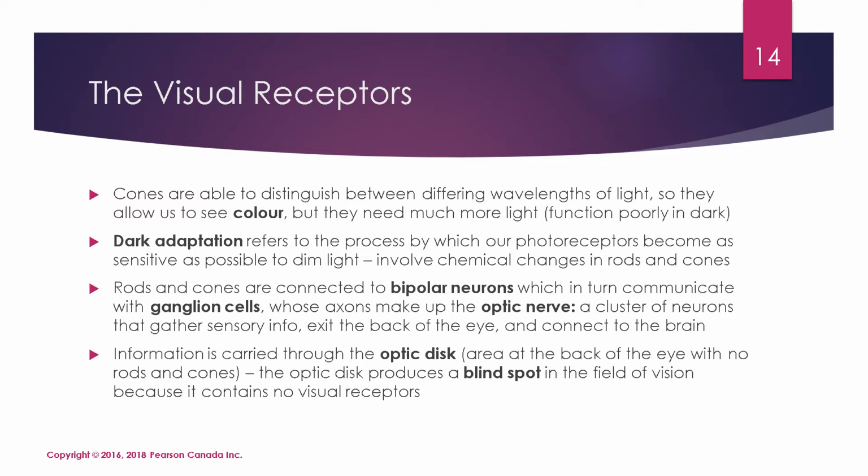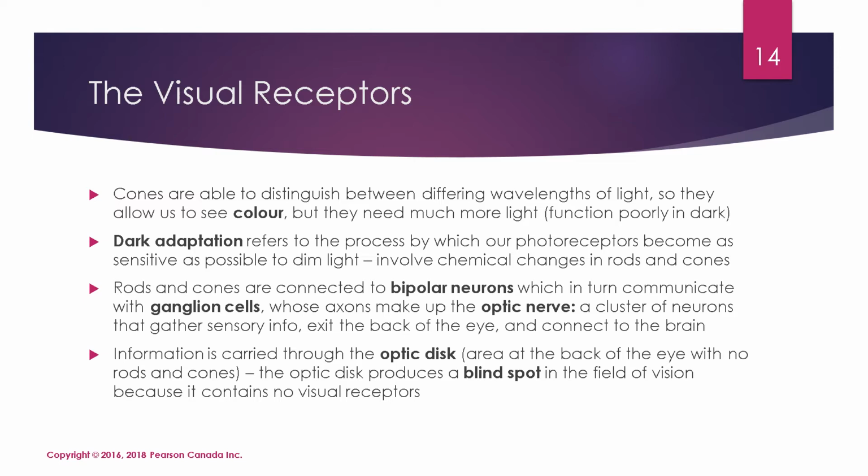So the rods and cones are connected to cells called bipolar neurons, which in turn communicate with ganglion cells, and the axons of these ganglion cells make up the optic nerve. I'll show you a diagram of this in a minute because it's kind of hard to conceptualize. Basically the optic nerve is a cluster of neurons that gather sensory info, exit the back of the eye, and connect to the brain. Information is carried through the optic disc, which is the area at the back of the eye with no rods and cones. There has to be an area that allows the axons to exit the eye, and so there can't be any receptors in the way blocking that exit.